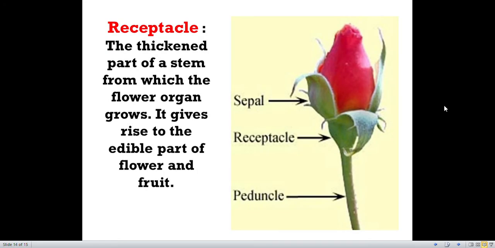And the last part is the receptacle, that is the thickened swollen part of the flower at the base, which holds the total part, and it is giving rise to the edible part of flower and fruit. This is the receptacle, and the lower portion is known as peduncle.